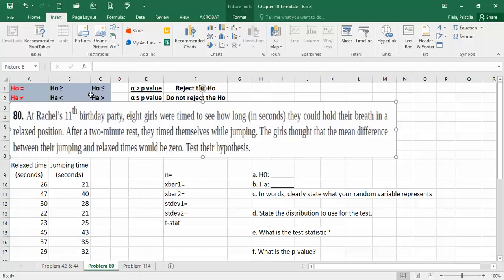It says that at Rachel's 11th birthday party, 8 girls were timed to see how long in seconds they could hold their breath in a relaxed position. After a 2-minute rest, they timed themselves while jumping. The girls thought that the mean difference between their jumping and relaxed time would be 0. Therefore, they are telling you that they think that the mean difference is equal to 0.